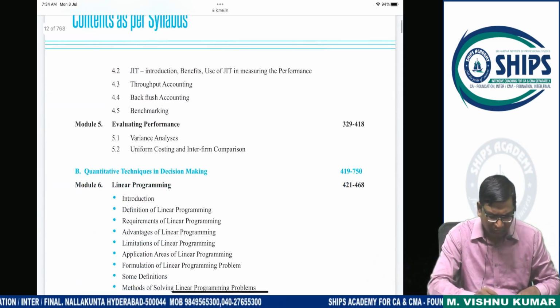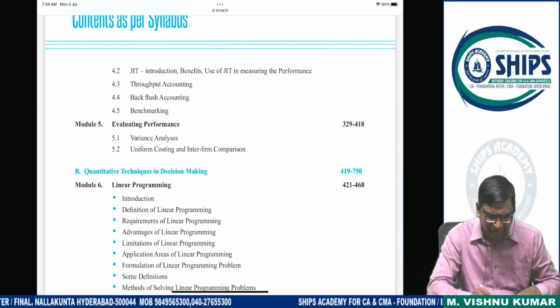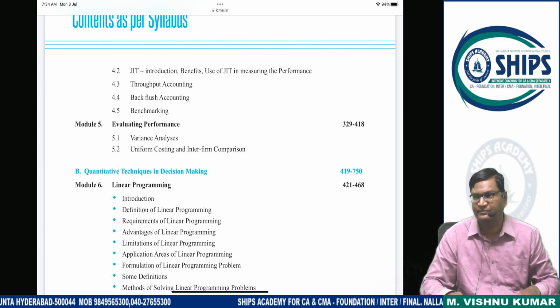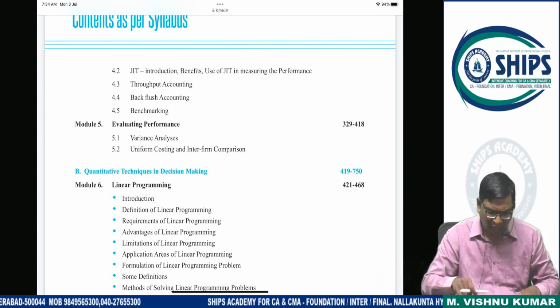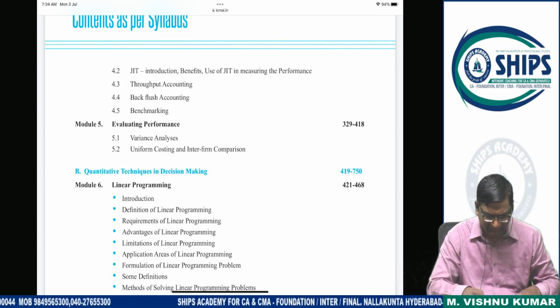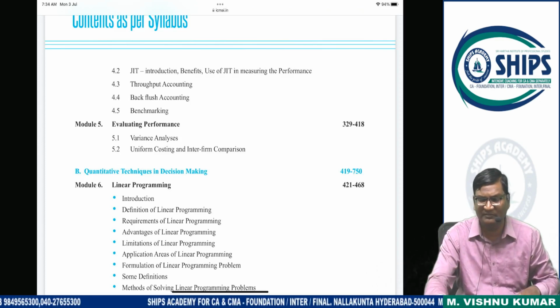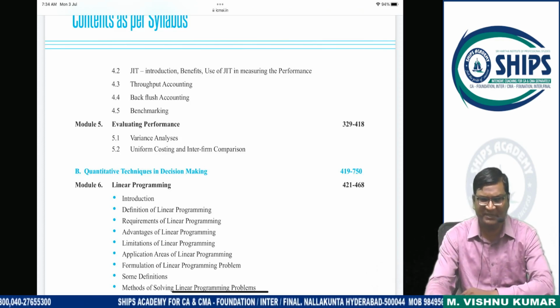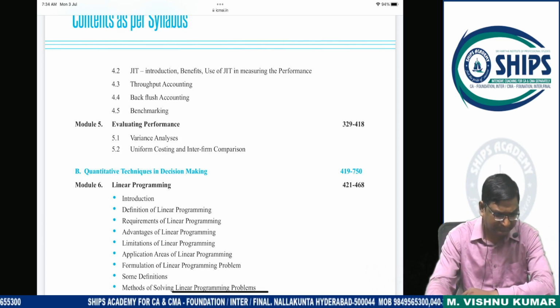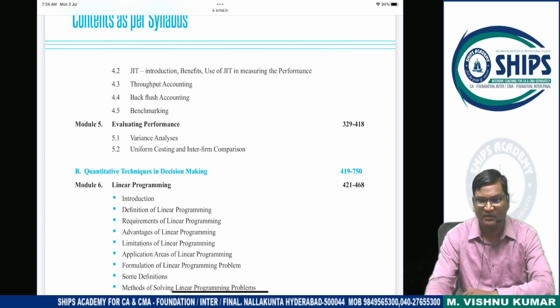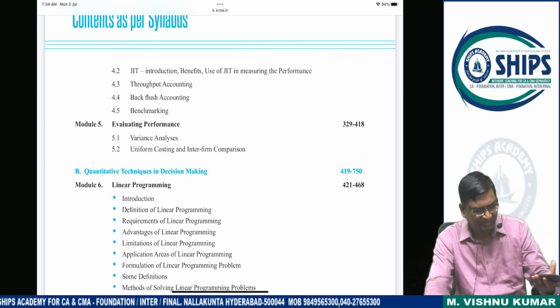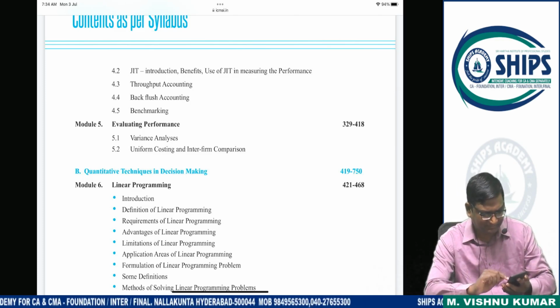Next is throughput accounting, backflush accounting, benchmarking. Throughput accounting means, generally, you learn operation management and costing at intermediate level. In the operation management subject, you learn linear programming. I mean, in detail I am not asking the question. Linear programming you learn, na?